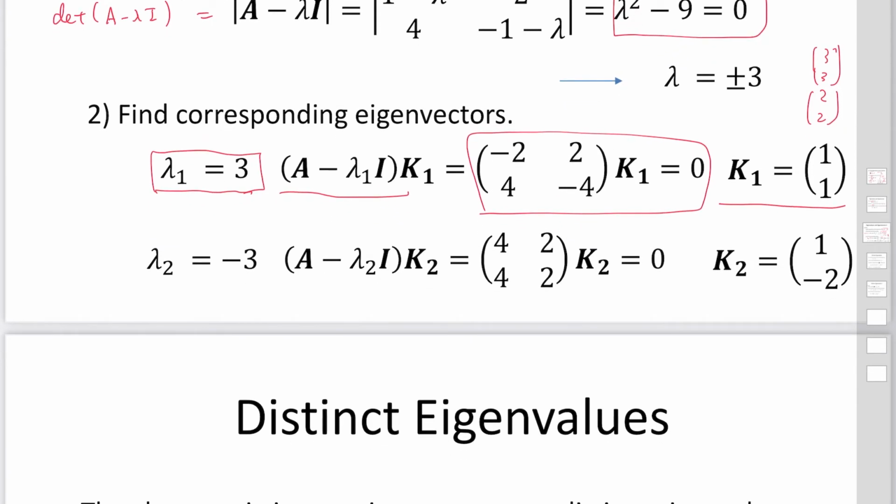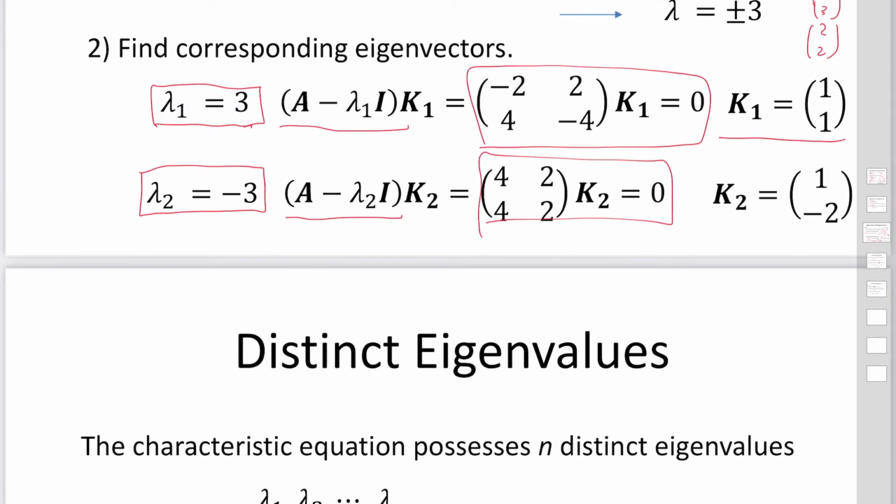We can do the same type of calculation in the case of lambda sub 2 equals minus 3. Substituting into this equation, it becomes the matrix 4, 2, 4, 2 times k sub 2 equals 0. To satisfy these equations, we choose k sub 2 as 1, minus 2. Okay, so I explained how to find the eigenvalues and the corresponding eigenvectors.